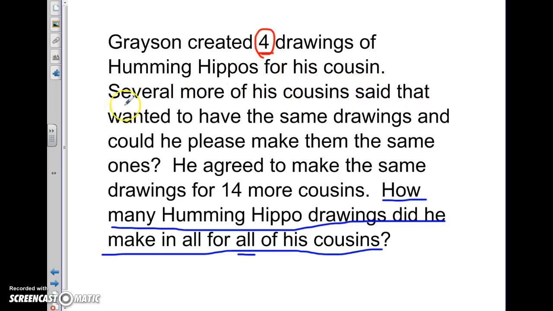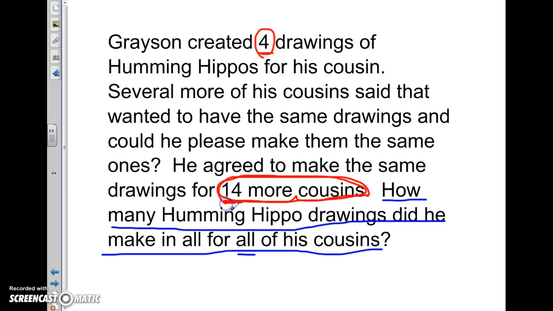Several more of his cousins said that they wanted to have the same drawings, and could he please make the same ones? So we know that his other cousins want him to make the same 4 drawings for them. He agreed to make the same drawings for 14 more cousins. Okay, this is important, this 14, right? But here's the part that could get tricky: it says 14 more cousins, right? So this is probably important. I'm going to just underline this whole thing: 14 more cousins want those same 4 drawings, right?